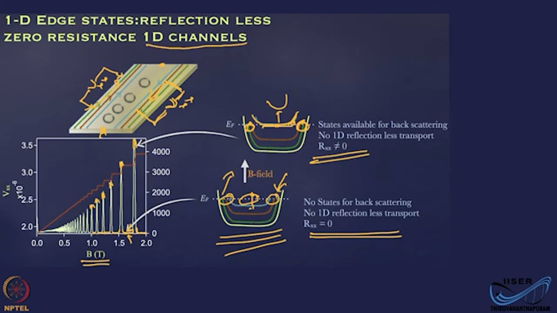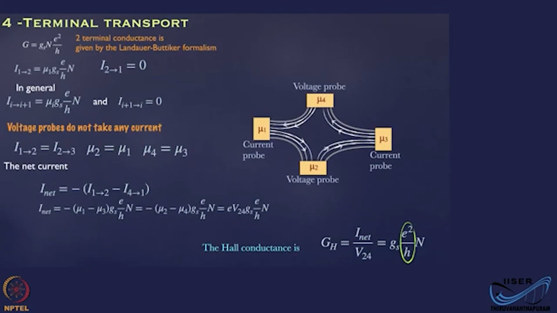Now, let us look at what happens when you put multiple probes on the device. We are going to use the Landauer-Büttiker formalism. At this point, you will have to assume that this is true. This is actually true, but we have not proved it. We will prove this in one of the classes.